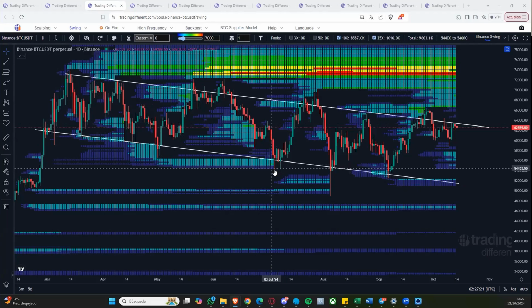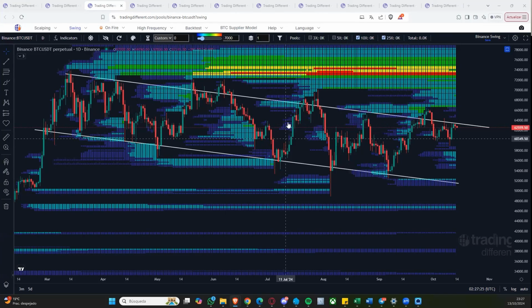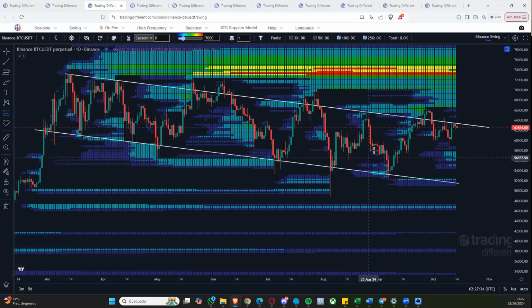If the price does this, we know it is a targeted manipulation. First, this allows me to understand the manipulation. Secondly, it helps me in my analysis. If my trading system tells me to look for a long position in this area, let's watch.